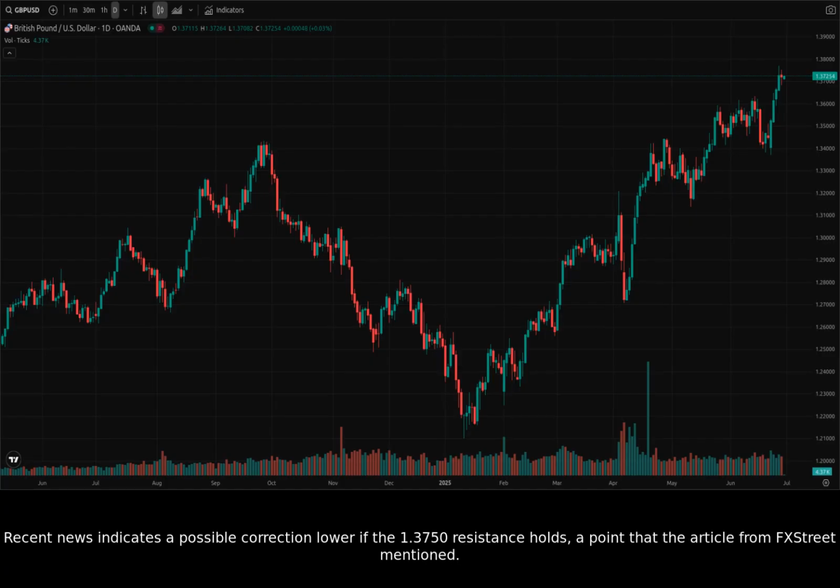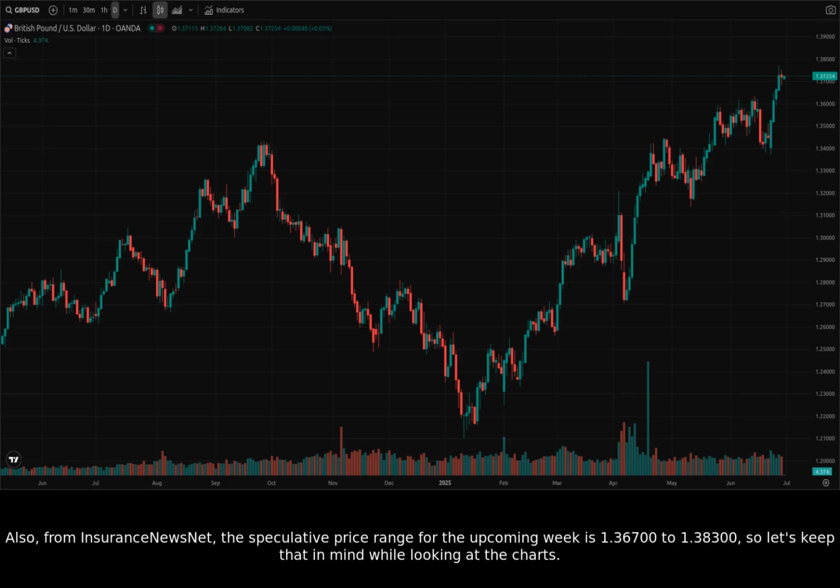Recent news indicates a possible correction lower if the 1.3750 resistance holds, a point that the article from FX Street mentioned. Also, from Insurance Newsnet, the speculative price range for the upcoming week is 1.3670 to 1.3830, so let's keep that in mind while looking at the charts.